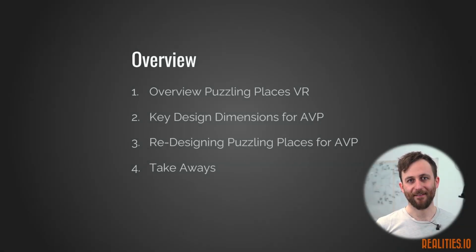I want to start by giving you an overview about Puzzling Places, the VR version, just so you have a bit of context. If you know the game, you might want to skip that part. Then I'm going to talk about key design dimensions for the Apple Vision Pro that we identified that helped us guiding our design process. And then I want to talk about actually redesigning Puzzling Places for Apple Vision Pro and how these design dimensions and the choices that we made there impacted the design. And in the end, I'm going to close with a few takeaways.